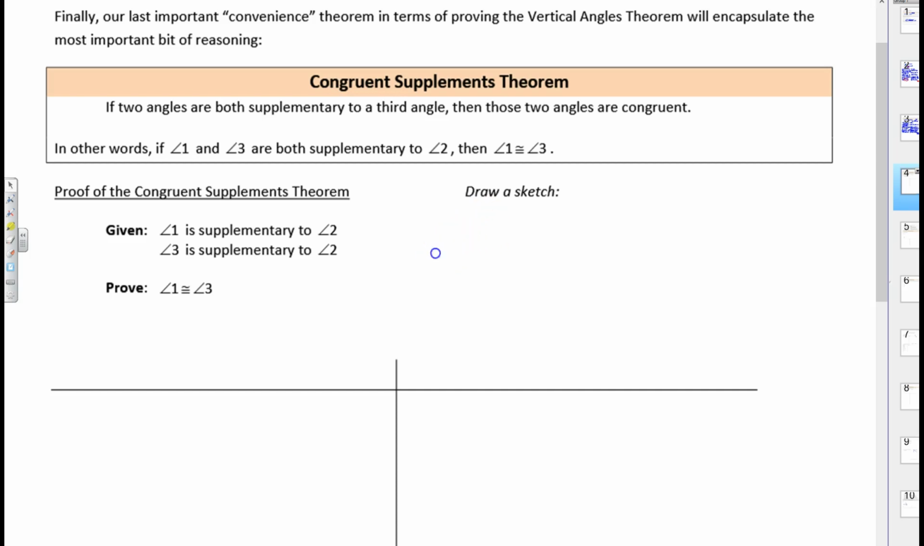I'm first going to draw angle 1 supplementary to angle 2. Okay, here's 1, here's 2. Now I'm going to add angle 3 into my diagram. Put some arrows on here to make this a little bit nicer. Well, angle 3 is also supplementary to 2, so that means they have to make a line together. So angle 3 is right here. Do you guys see, as I'm making this diagram, I'm actually creating some vertical angles here, right? But we are going to focus on our congruent supplements theorem.